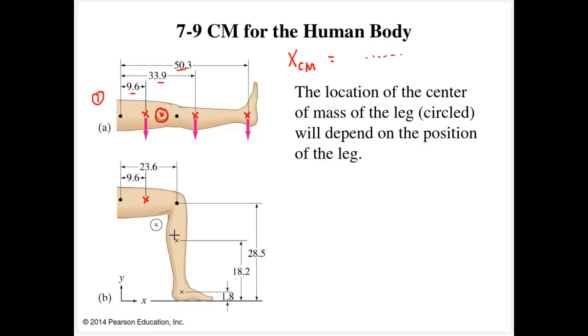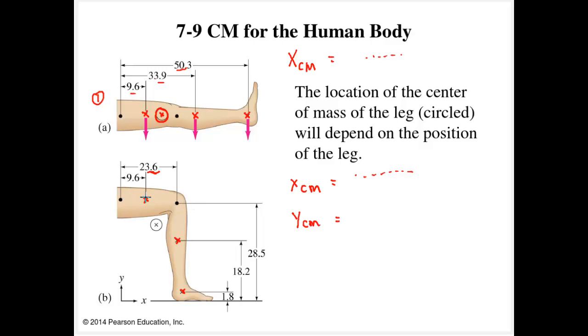Now I have my center of mass for the calf located at 23.6, and the center of mass for the foot also located at 23.6. So when I go ahead and say my x center of mass is equal to so on and so forth, these distances are going to be the same. In addition, I'm going to have some y center of mass that needs to be calculated.